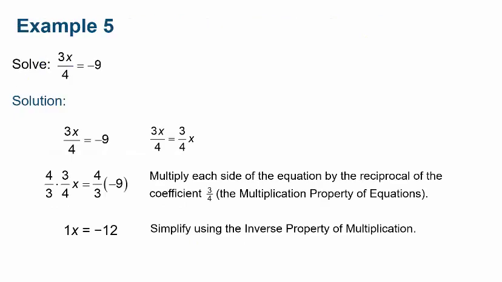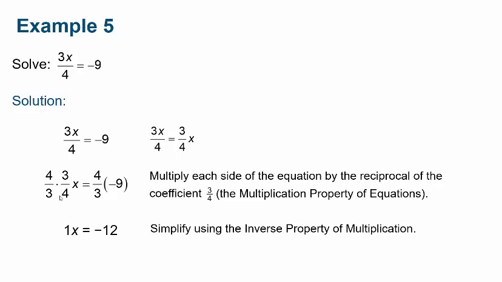All right, let's try this one though. It's a little bit harder. Solve 3x divided by 4 is equal to -9. Well, what I'm seeing here, this 3/4, I can break it off and write it as 3/4 times x. Now to get rid of this constant in front, I'm going to multiply by the reciprocal. The reciprocal of this is 4/3.